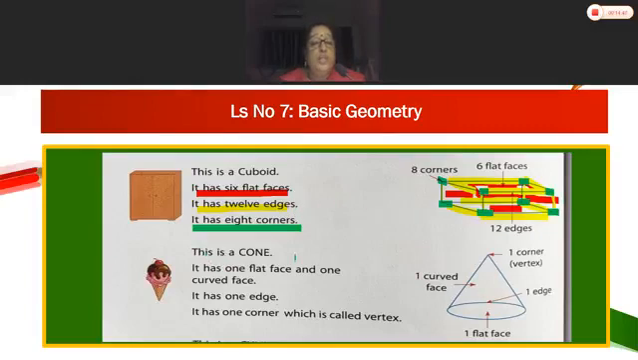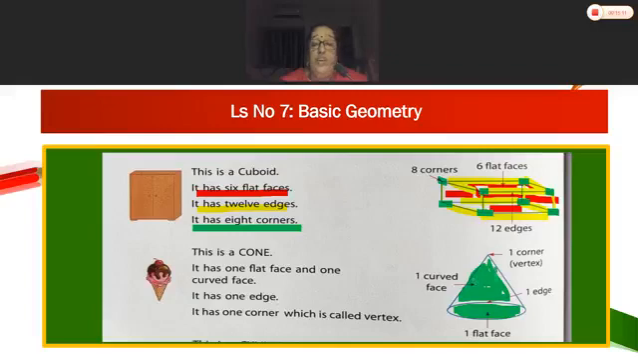Now this is a cone. It has one flat face and one curved face. Okay, we will see now with the green color. This is the flat face, one flat face. Now we will see the curved face. Yes, one curved face. This is the curved face. Okay, children, you can see with the green color.